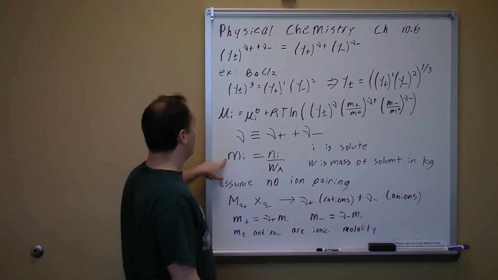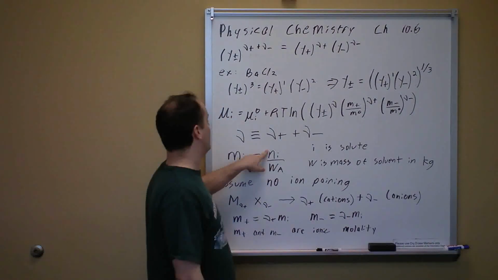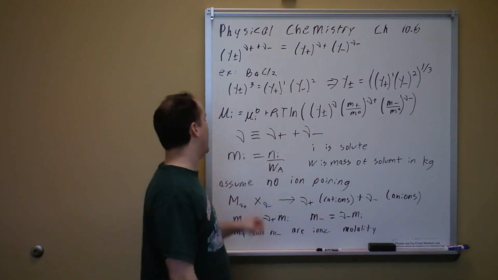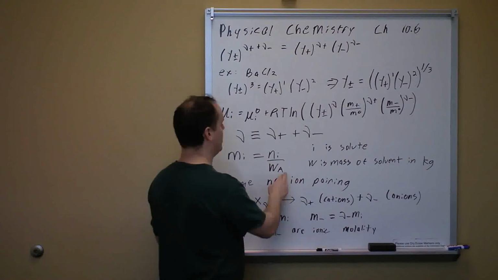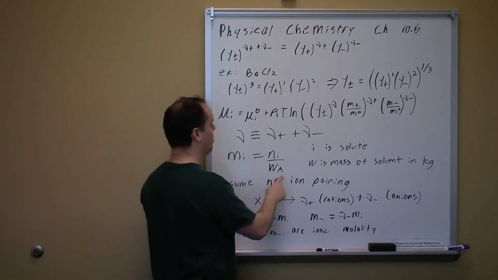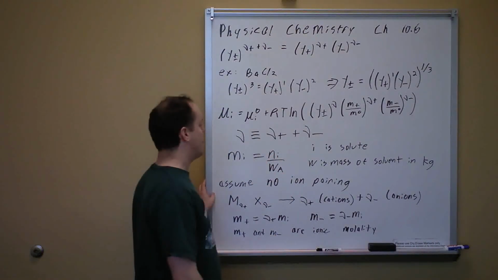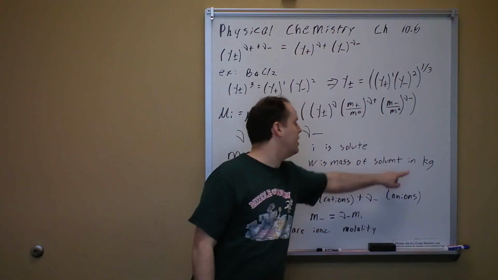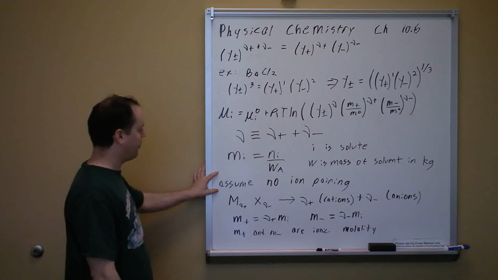So the molality of a substance I is the number of moles of substance I divided by the weight of A. So remember, I is our solute, A is our solvent. And remember, to get the units correct, you need the mass in kilograms, not grams.